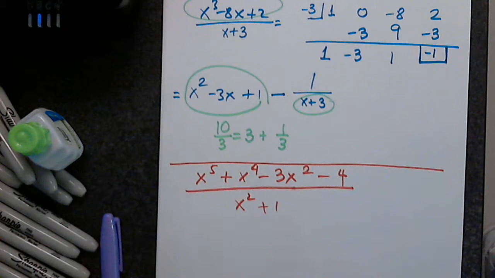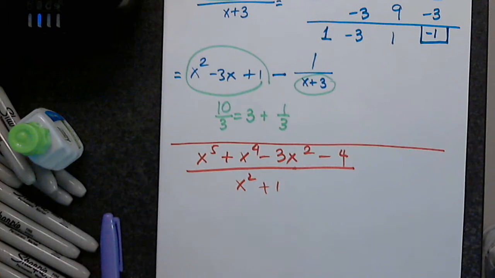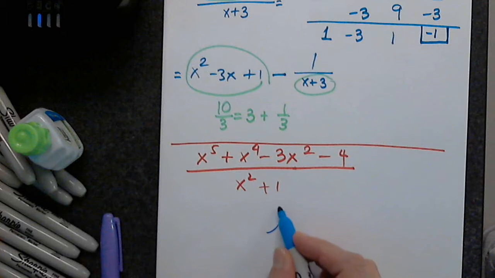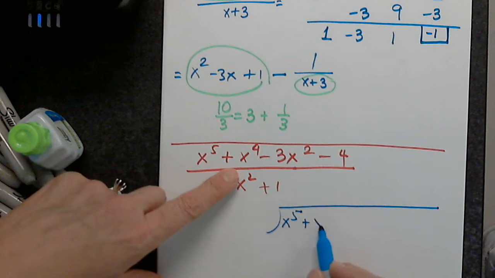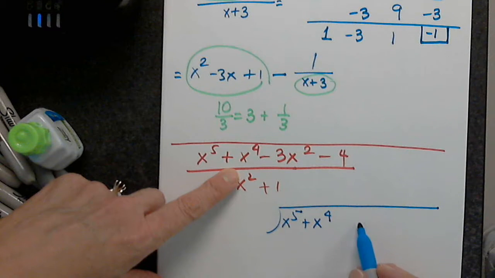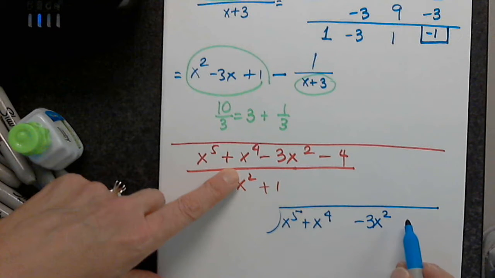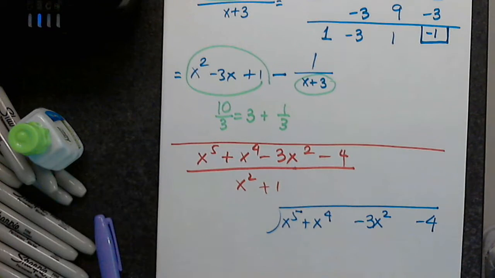Very good. So now my question is, are they in descending order? Yes. Are there missing terms from the top? I don't care about the bottom. 2 terms missing. Very good. So please dictate. I will write x to the 5th, plus x to the 4th, and then space, space, negative 3x squared, space, and negative 4. Yes, if you are comfortable with writing plus 0x cubed and plus 0x, that's fine too.